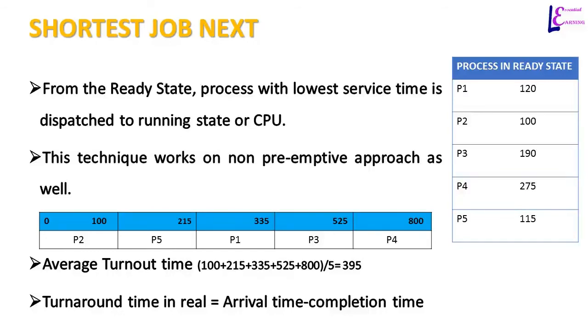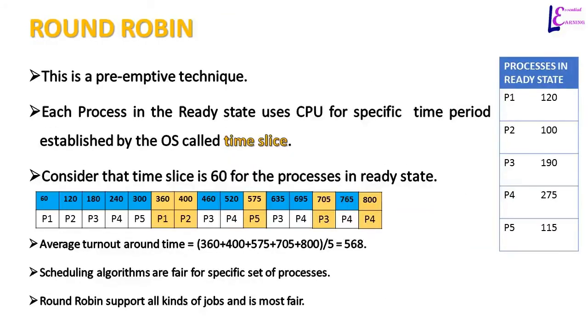In shortest job next, the process with the lowest service time is dispatched from ready state to the running state. This is a non-preemptive approach as well. Processes use CPU until they require another resource. For the same set of processes in ready state, average turnaround time is 395. Notice that for these processes, the first come first served technique is better because its average turnaround time is less than that of shortest job next.